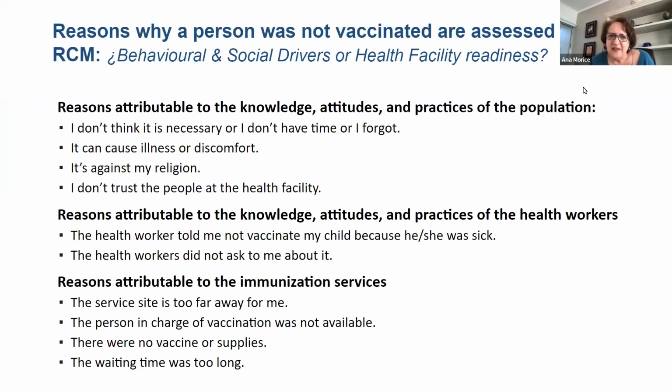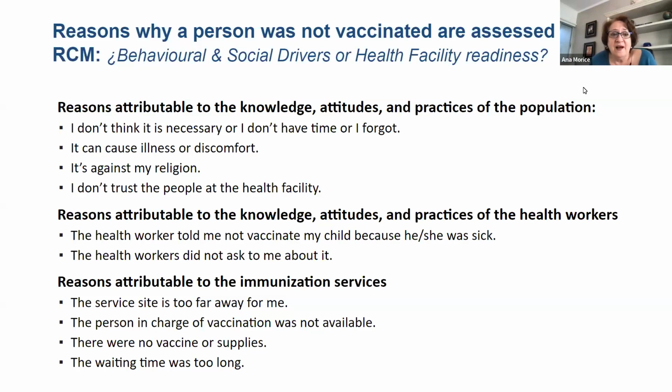Another important thing about RCM is that the form is a very simple form. It's just a table. And in addition to assessing if that child is vaccinated or not, we ask about the reasons why the child was not vaccinated. And in that case, there are simple questions like these ones. We ask questions about the reasons related to the population, the knowledge, the attitudes, the practices about vaccination. And it's important to tailor those questions to the local level.